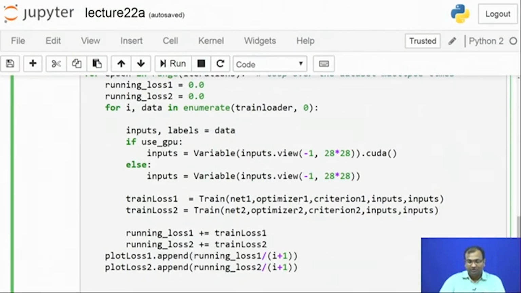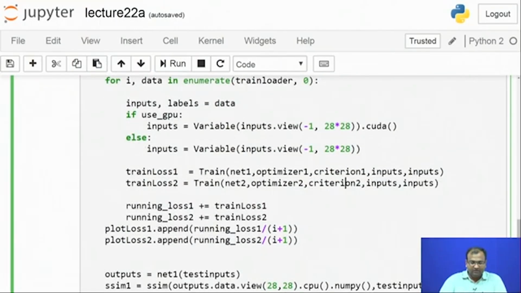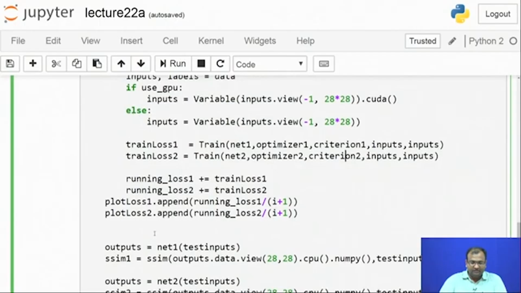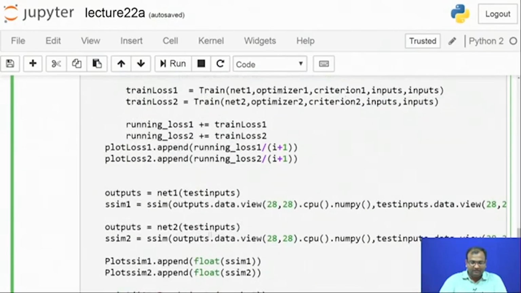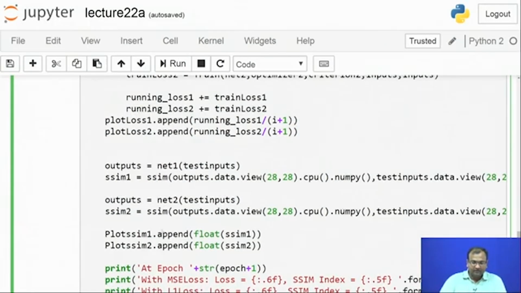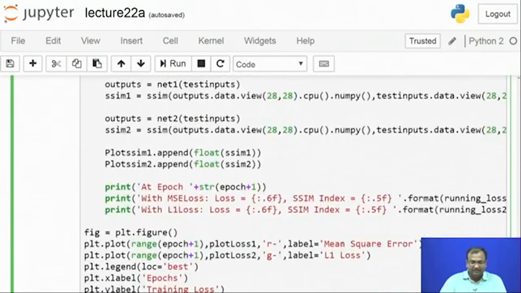You can choose to have two different optimizers, but since I have the same optimizer, both of them can also be optimizer 1 without much of a problem. The criteria are different for each of them, and the test data and output data are both basically the input pattern you have over here. Taking all of that, we create our losses, and once training is over, we keep accumulating the SSIM scores across each epoch, as well as the losses, and then finally we plot it out.